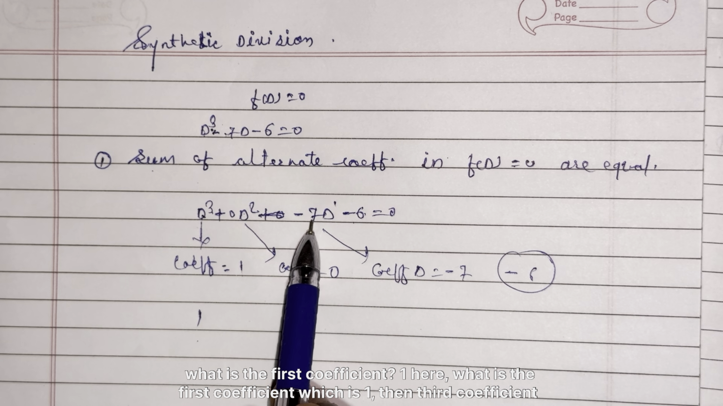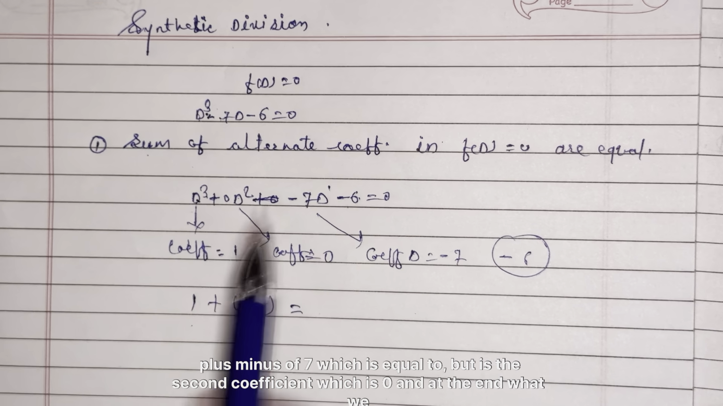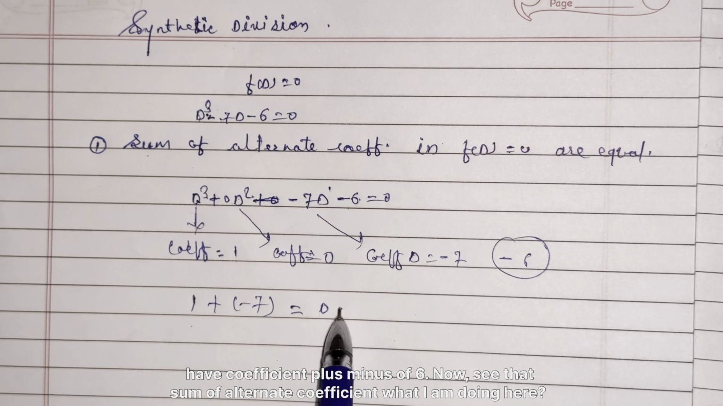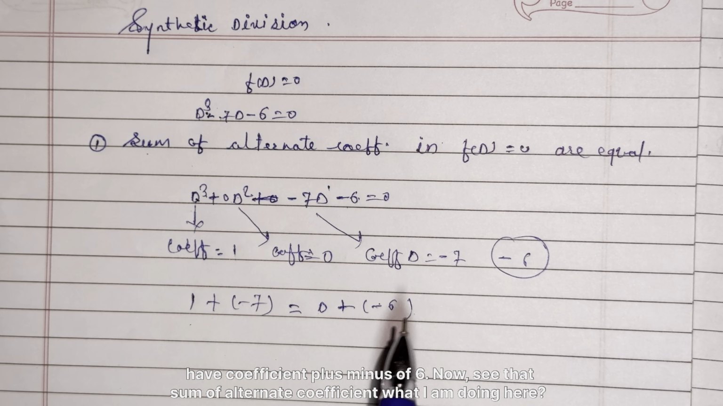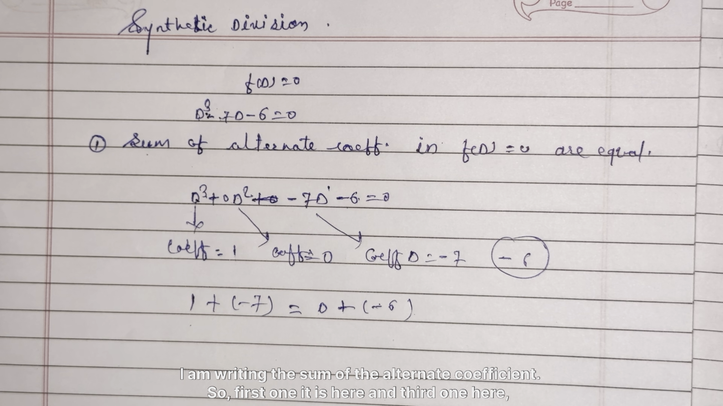Then the third coefficient is minus 7, the second coefficient is 0, and at the end we have the coefficient minus 6. Now see the sum of alternate coefficients. What I am doing here is writing the sum of the alternate coefficients.